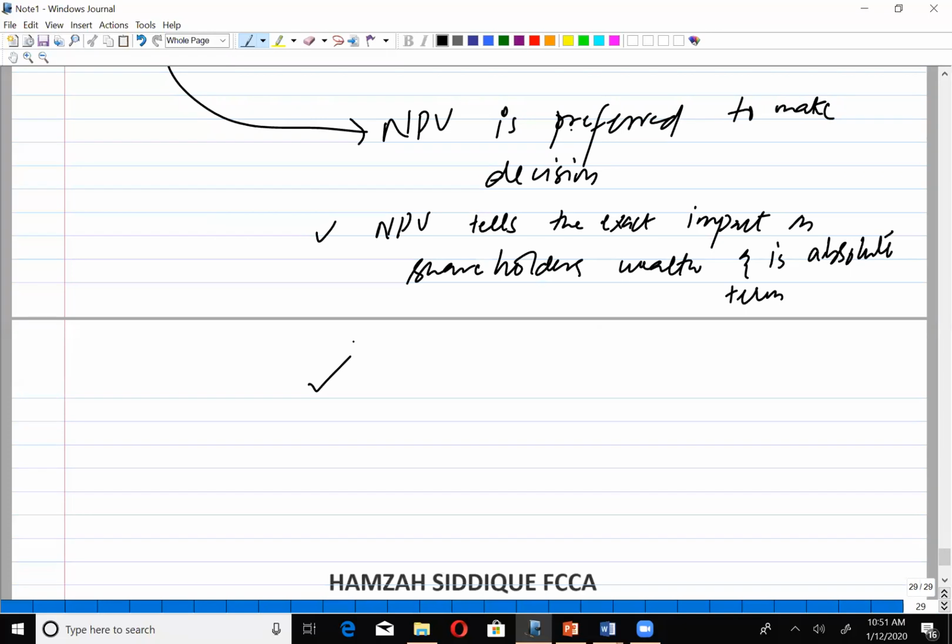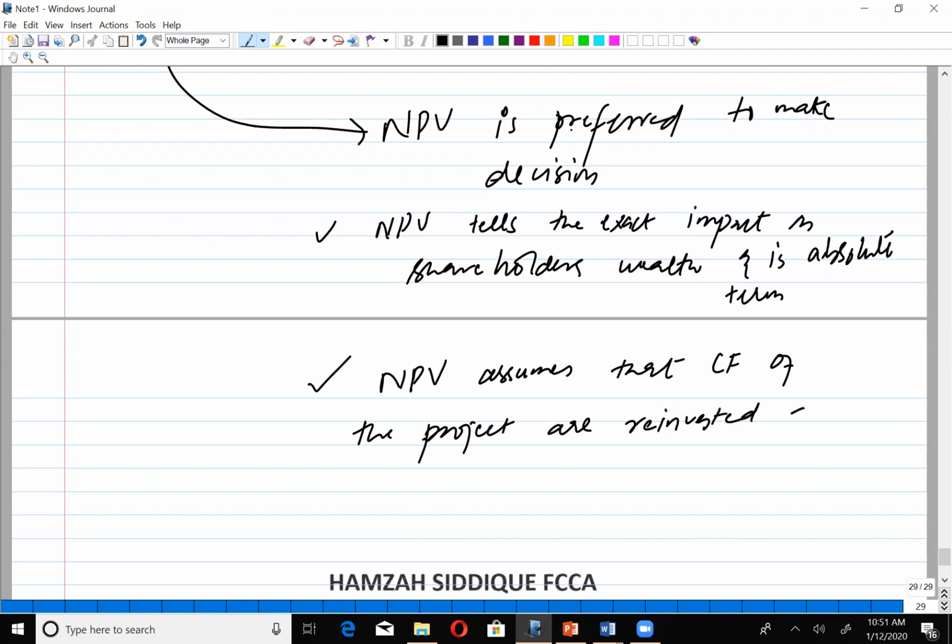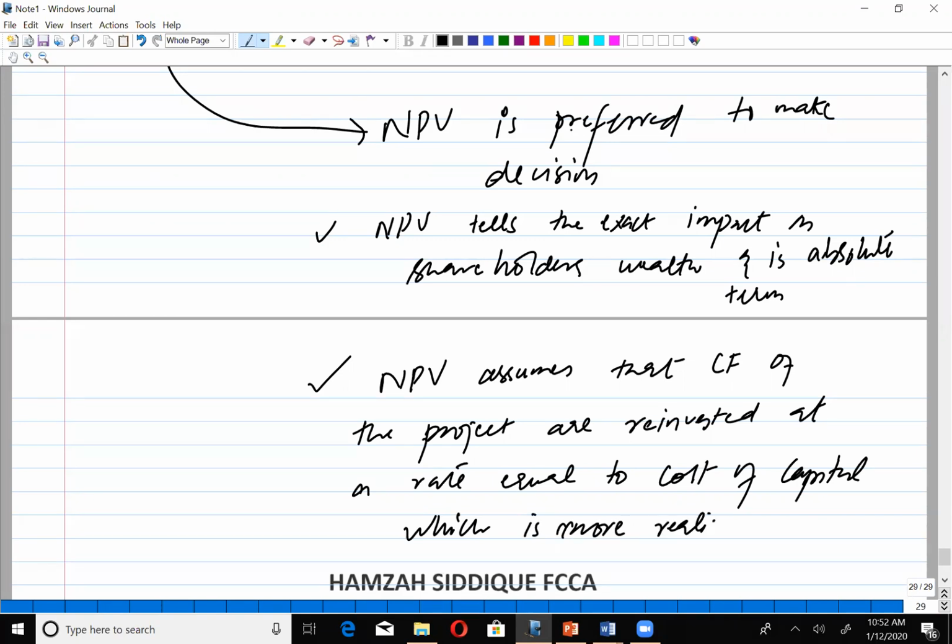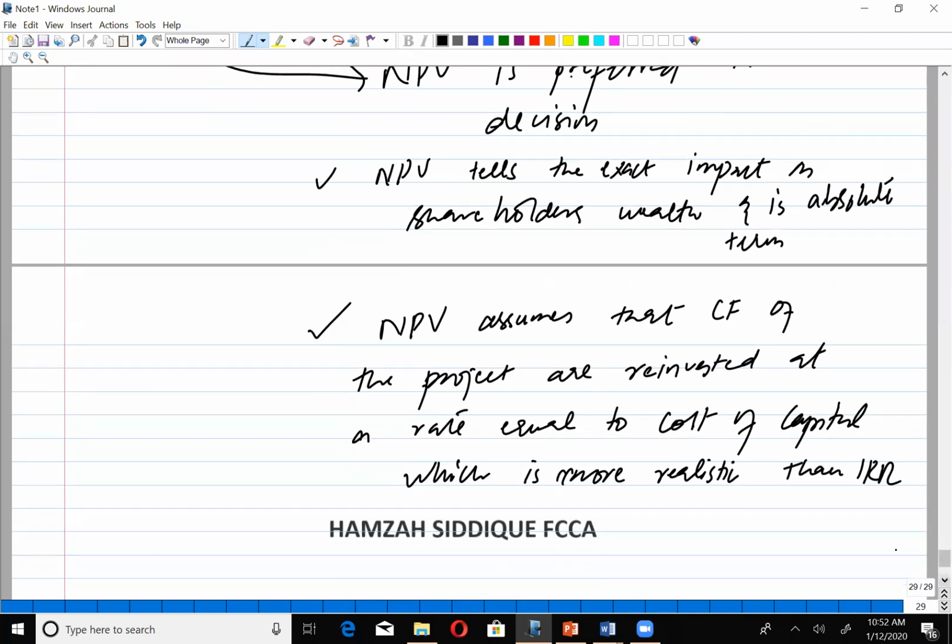Second, students, the NPV method assumes, this is very important, not discussed before, that cash flows of the project are reinvested at a rate equal to the cost of capital, which is more realistic than IRR, which assumes cash flows are reinvested at a rate equal to IRR.